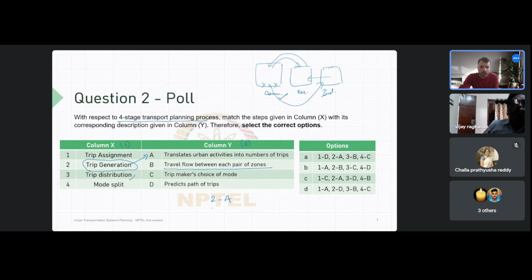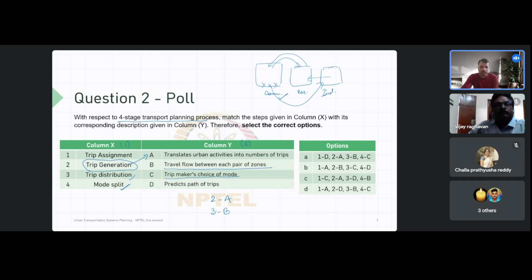Then we have mode split. Mode split is basically about choosing the mode of transport. If we want to go from our home to office, there may be a number of modes available: private vehicle, public transport, metro, IPT, auto, anything. So we may need to choose the mode. So that will be trip maker's choice of mode.